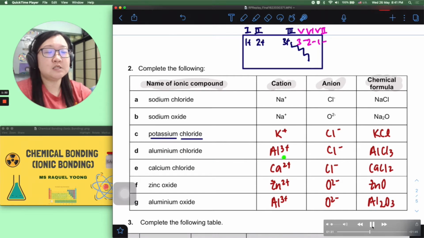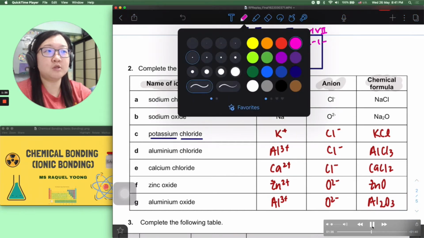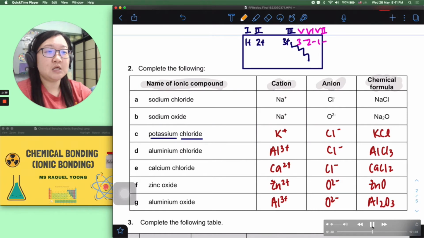So for instance, if we look at 2D, aluminum chloride, aluminium is in group 3, so it's Al3+, chloride group 7, so Cl-. Very importantly, you have to balance the charges. One unit of Al3+ gives you 3 positive charges. One unit of chloride only gives you 1. So you need 3 times of your anion in order to balance the charges. Therefore, your final chemical formula is AlCl3.